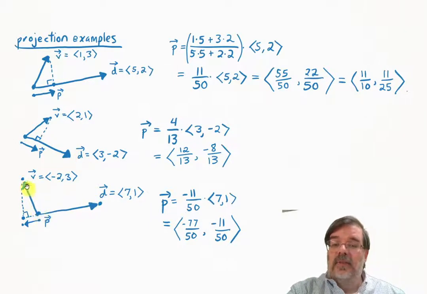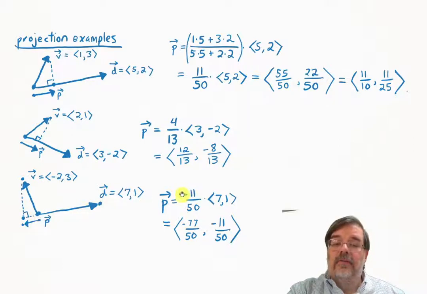Finally, let's do this calculation. Let's project the vector v, -2, 3, onto the vector d, 7, 1. And in this case, we're going to expect this fraction to be negative because the vector v is pointing slightly in a different direction than the vector d.